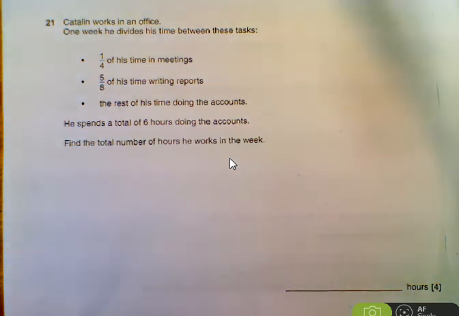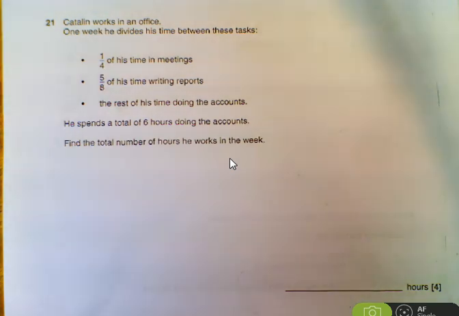Question 21. Caitlin works in an office. Caitlin works in an office. In one week, he divides his time between these tasks: a quarter of his time in meetings, 5/8 of his time writing reports, the rest of his time doing accounts. He spends a total of 6 hours doing the accounts. Find the total number of hours he works in the week.